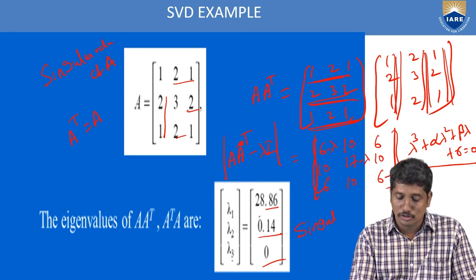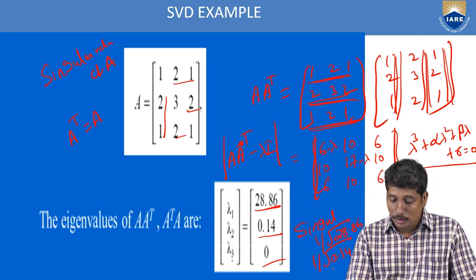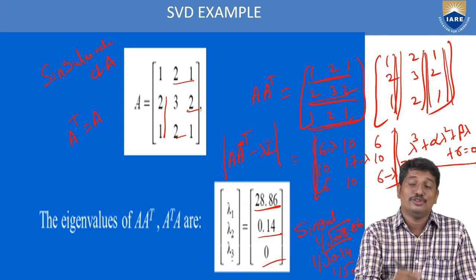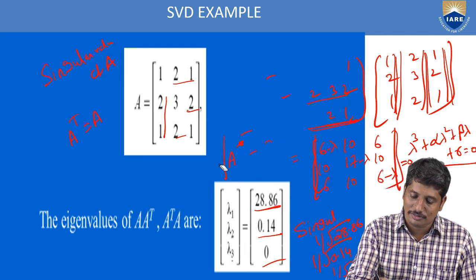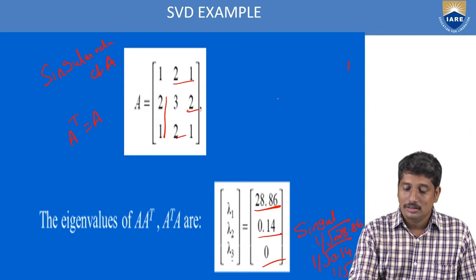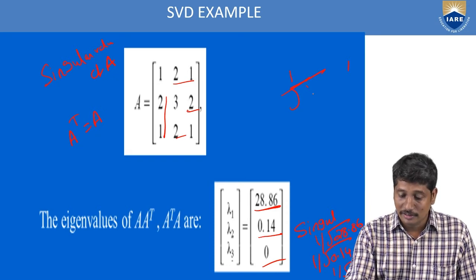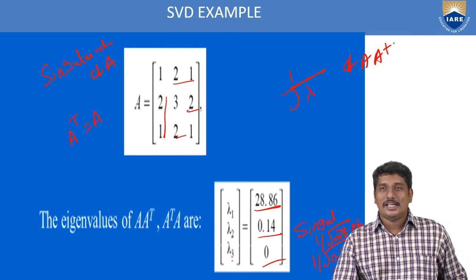These are called the reciprocals of this. That is 1 by root 28.86, 1 by root 0.14 and 1 by root 0, of course, which is undefined, are called singular values of A. So how do you interpret singular values? Now we are going to define singular values of A. Singular values of A are nothing but the reciprocals of square roots of eigenvalues of A into A transpose.